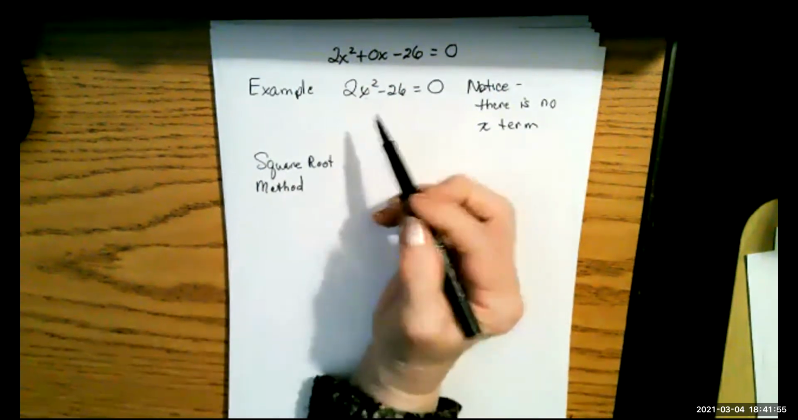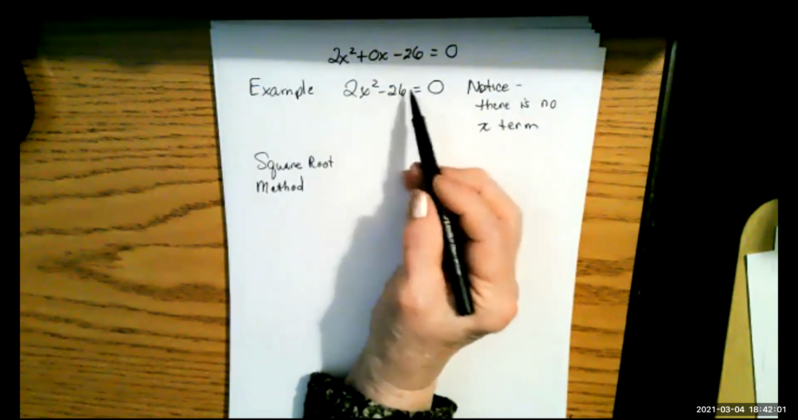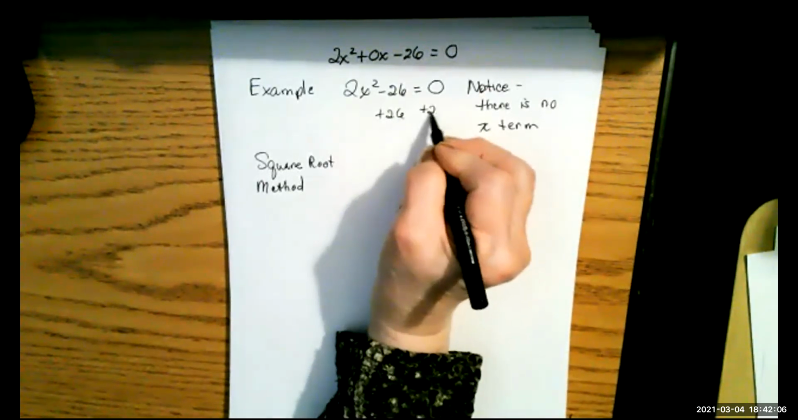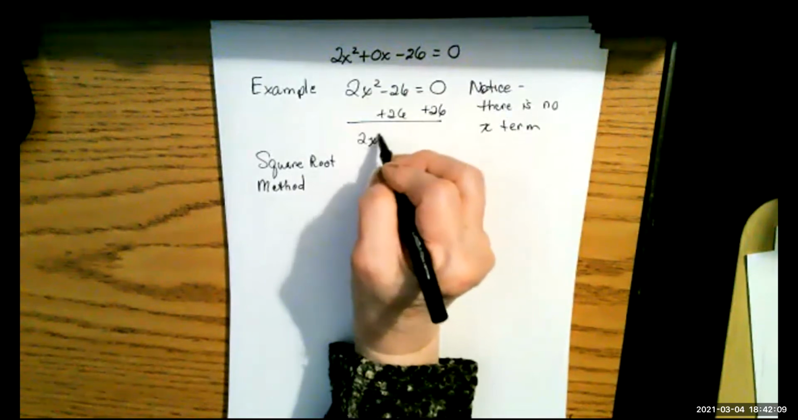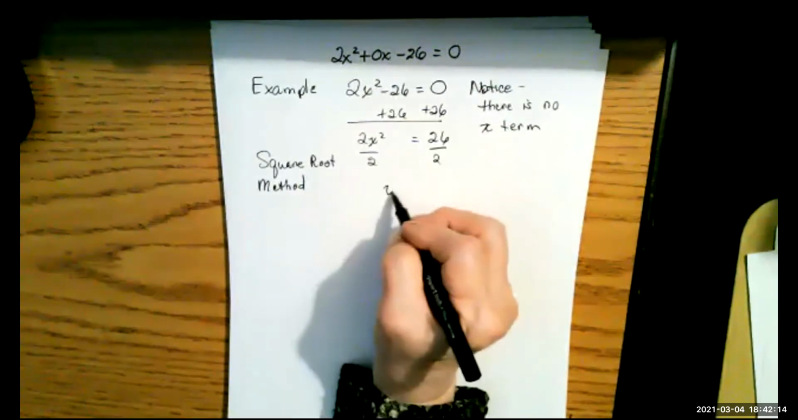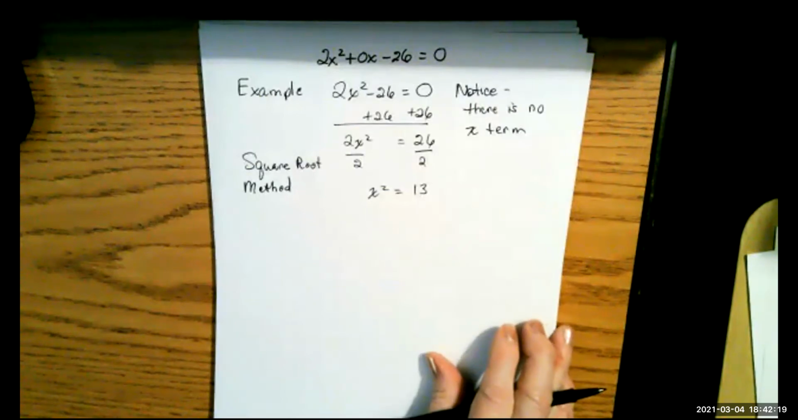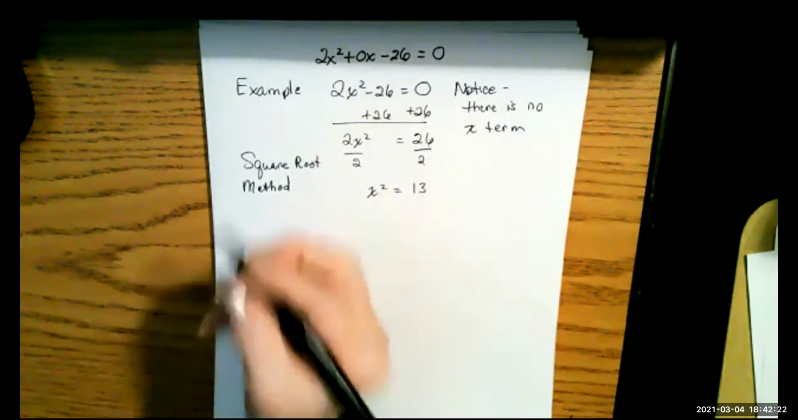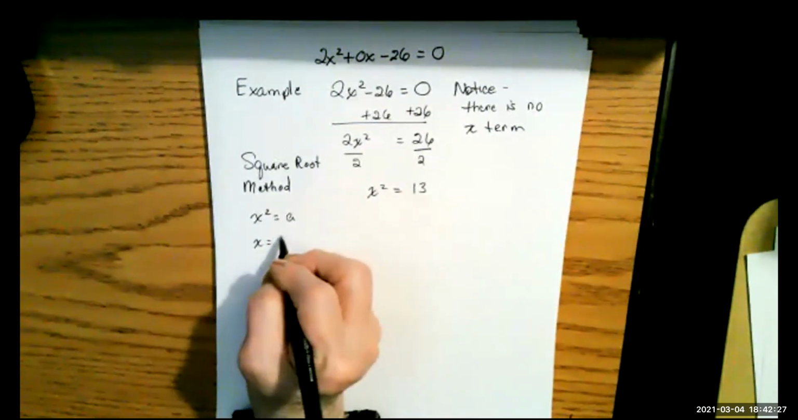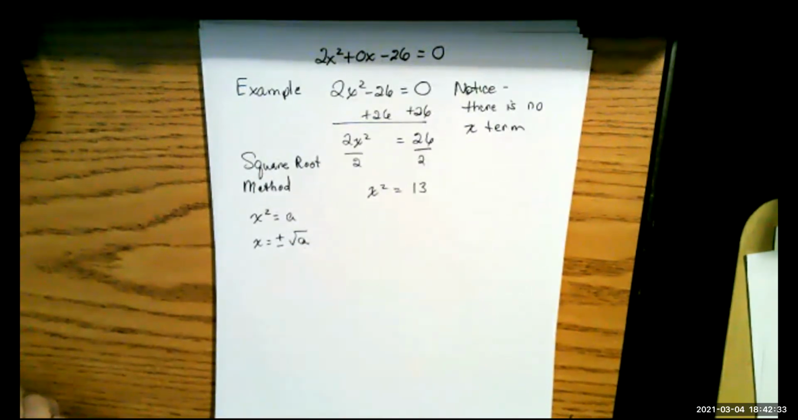But if you just have the squared term and the constant with no x term, you could solve this using the square root method. To do that, you add 26 to both sides, and you'll have 2x squared equals 26. Divide both sides by 2, and you'll have x squared equals 13. Now, this is what the square root method says. It says if you have x squared equals a, then x equals plus or minus the square root of a. That's what the square root method says.